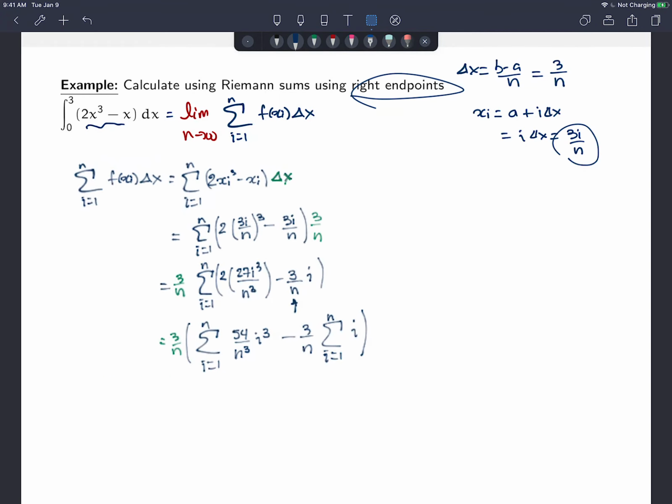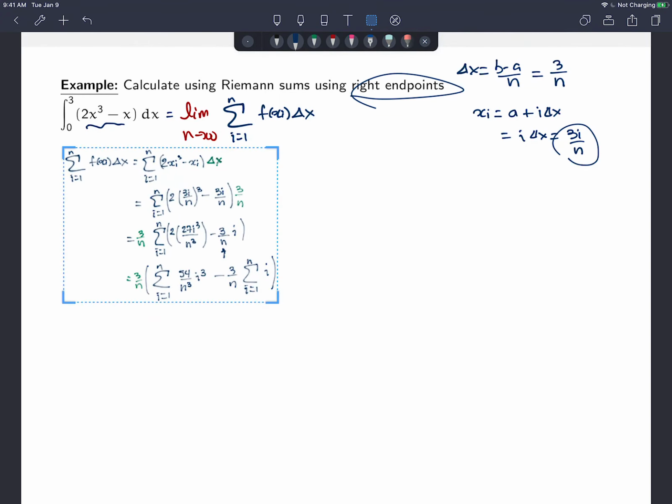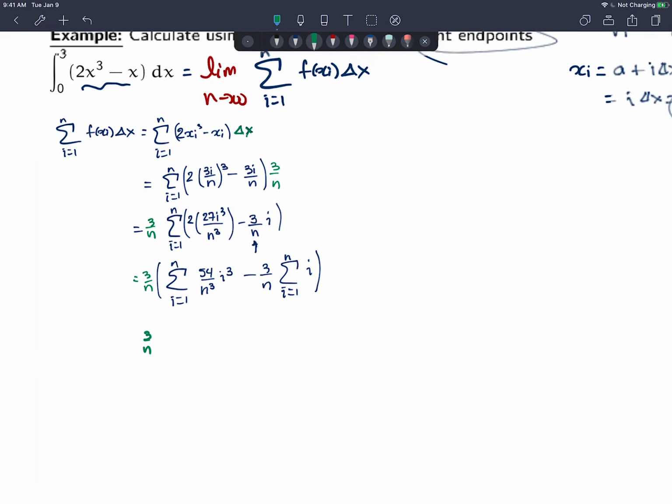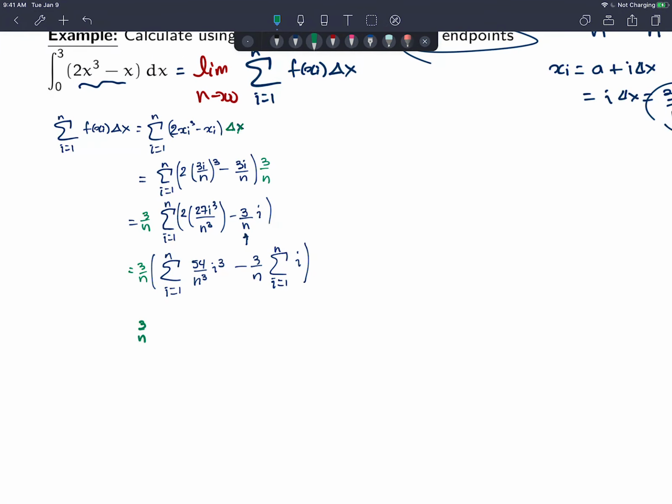And put this here on the side. So I did all that work right there. So now I'm almost ready to apply the formulas. I'm almost done. I might leave this 3 over n outside for now. If I zoom too much, it looks like that.